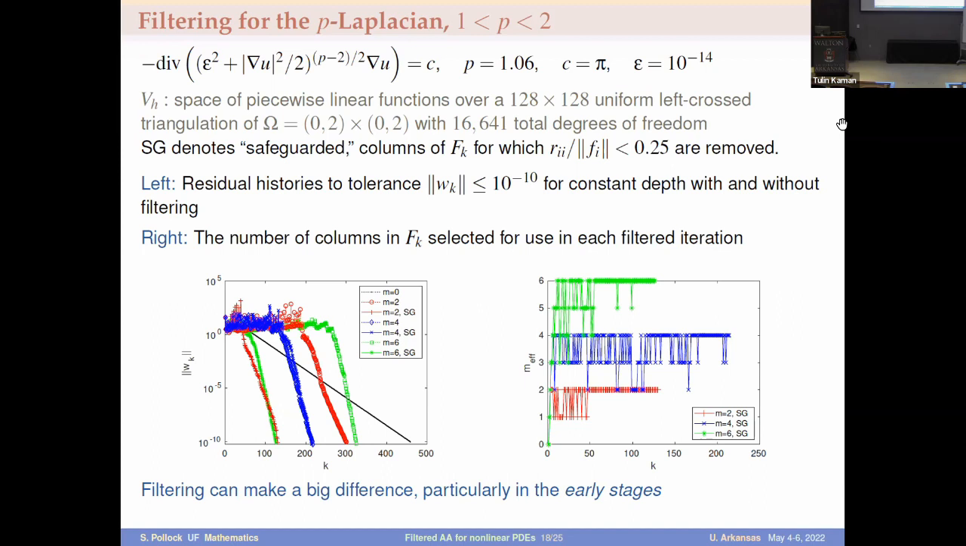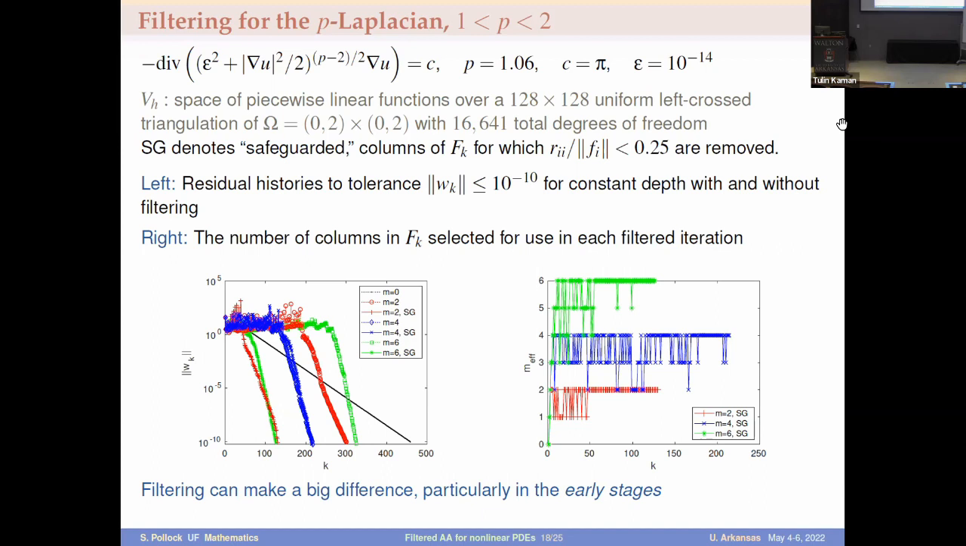So here, this is a finite element discretization, and I'm discretizing by piecewise linears. My mesh is 128 by 128. Here, SG denotes a safeguarded strategy. And here I'm filtering based on a factor of a quarter. If the ratio between the diagonals of R and the columns of F is less than a quarter, I simply pull them out. So you pull out the column of F and you pull out the corresponding column of E.